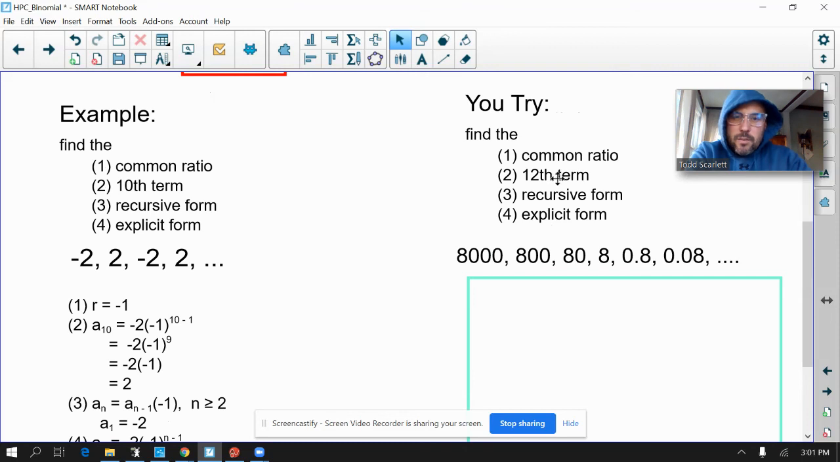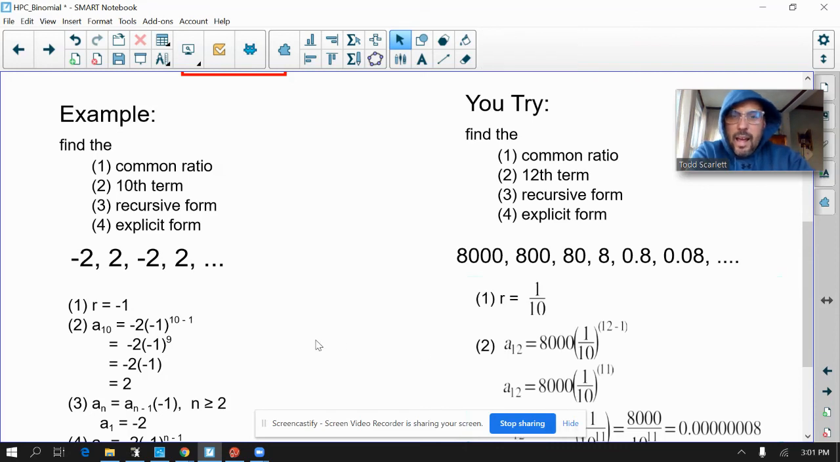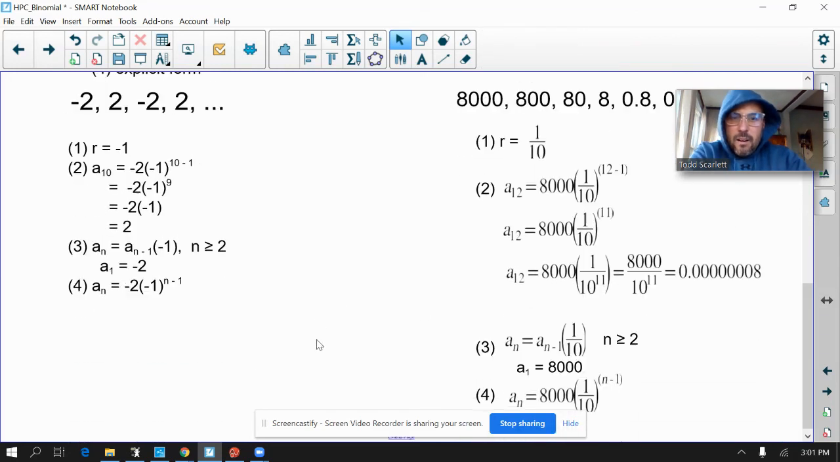You try too. Can you find these 4 solutions to this geometric sequence? This is the last one. Please pause the video and find those. Well, I hope you did. And these are all those answers.